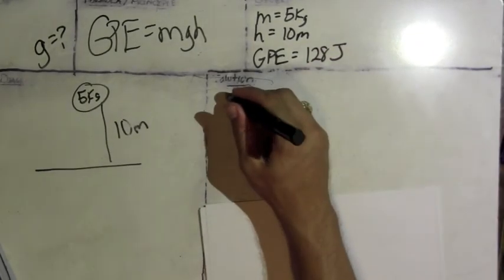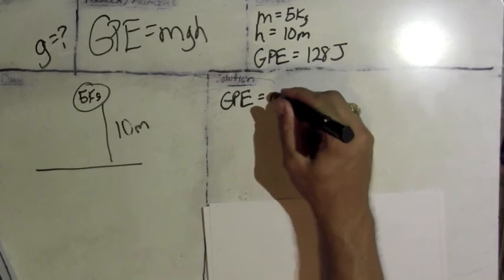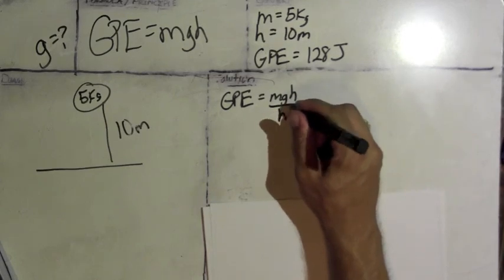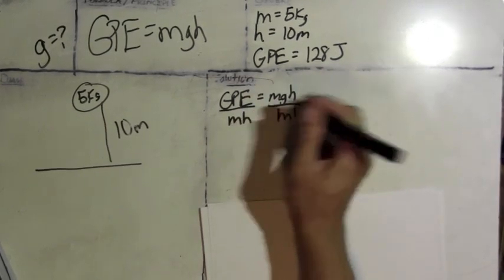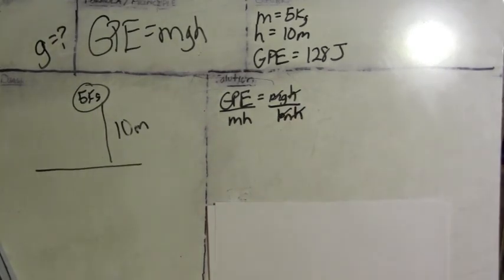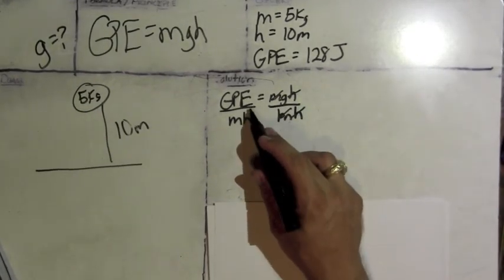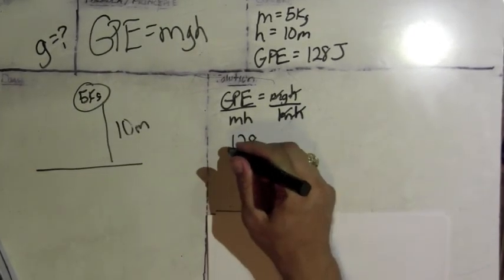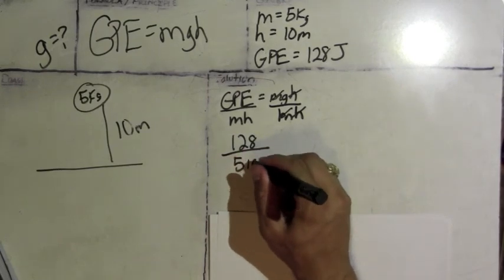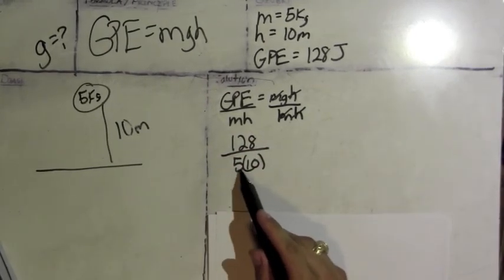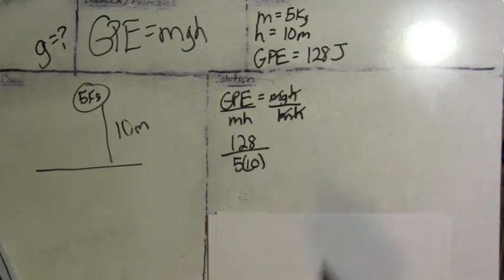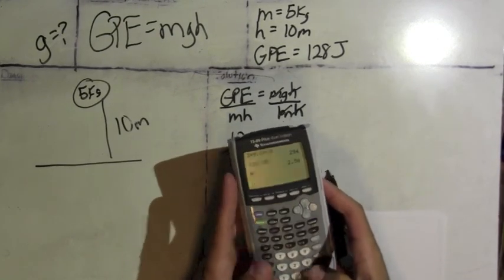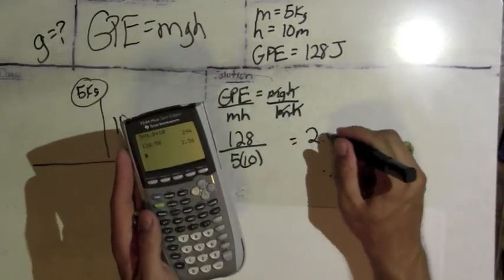So what we do is we say GPE equals mgh, and we divide both sides by mh in order to solve for g. When we divide both sides by mh, it cancels out, leaves us the g term, and so we have g is equal to GPE divided by mh. In our case, that would be 128 divided by 5 and 10. Remember, when we're putting this in the calculator, we want to make sure we do this first. And when we do that, we get 128 divided by 50, and you get 2.56.